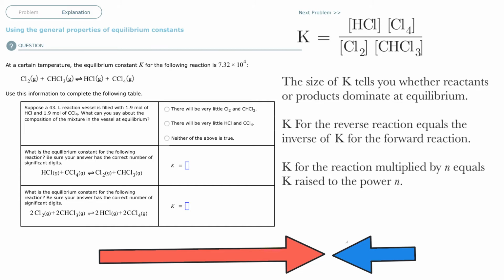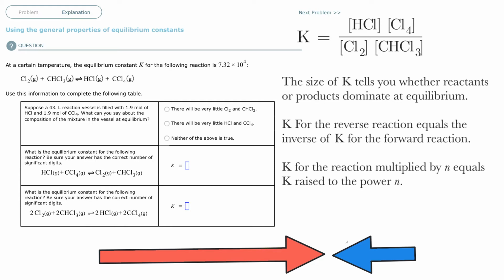So if K is very, very big, then it's suggesting to you that you have lots of products. If the number is very, very small, less than 1, very, very small, not negative, but very small, less than 1, it's showing that you have lots and lots of reactants. So the K is an instantly easy way to see where this reaction is going. Is it going to the right? Is it going to the left?